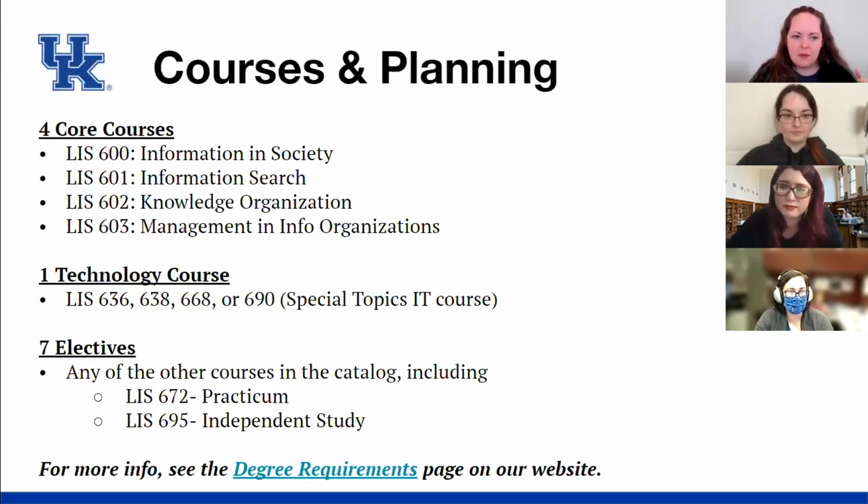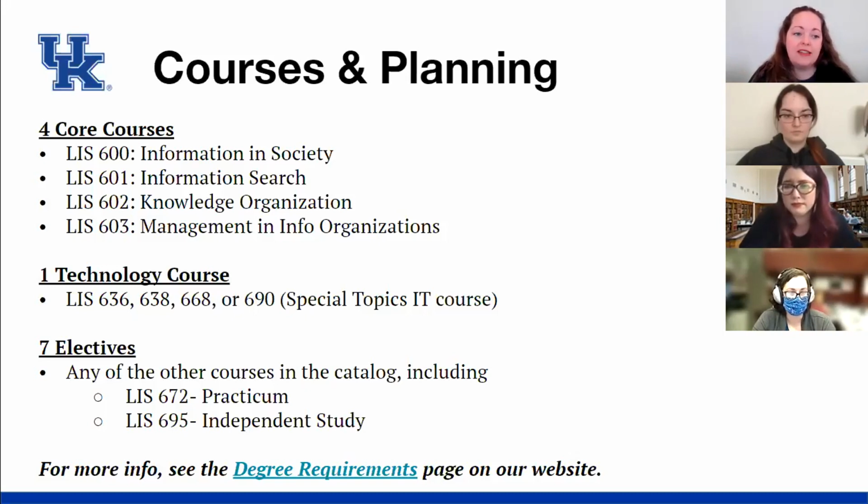602 is kind of the flip side of 601. It's about knowledge organization. So how do we create information systems? How do we organize information in such a way that we can then search it, that we can make sense of it? And then 603 is our foundational management class. Everyone in this field manages something. Some people might manage a whole library system, or you might be in charge of the craft supplies for summer reading, but you're going to manage something. So we like to make sure all of our students have a good foundation in management and leadership and teamwork skills to take with them into the field.